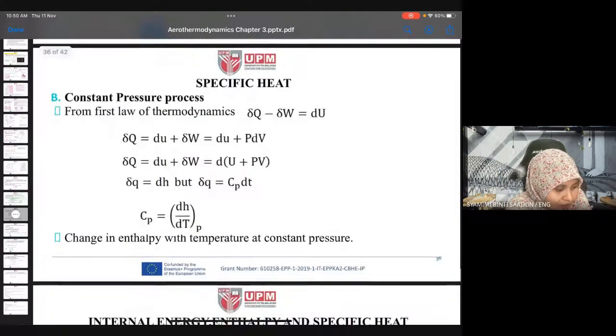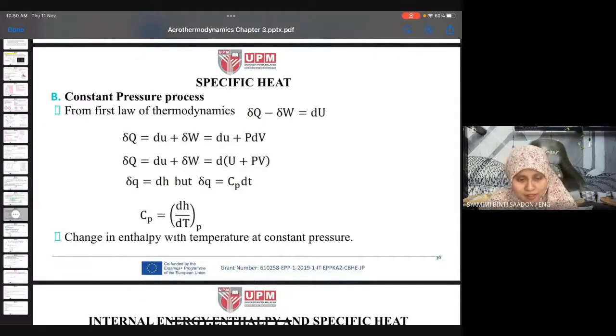Okay, another one, constant pressure process, Cp. The same from the first law of thermodynamics, we have delta Q equals dU plus delta W, or dU plus PdV, because the work done is PdV. So we can change this form into dH. So delta Q also equals dH, enthalpy.